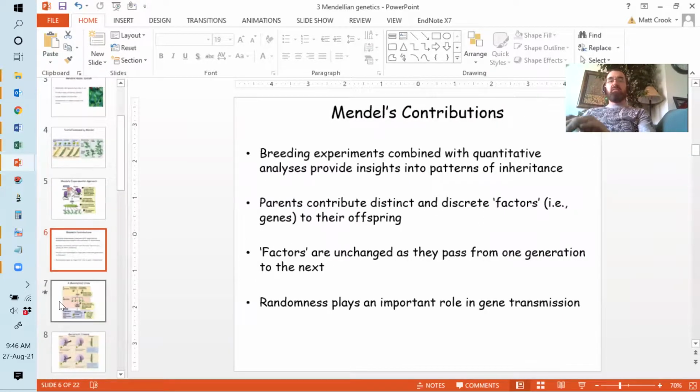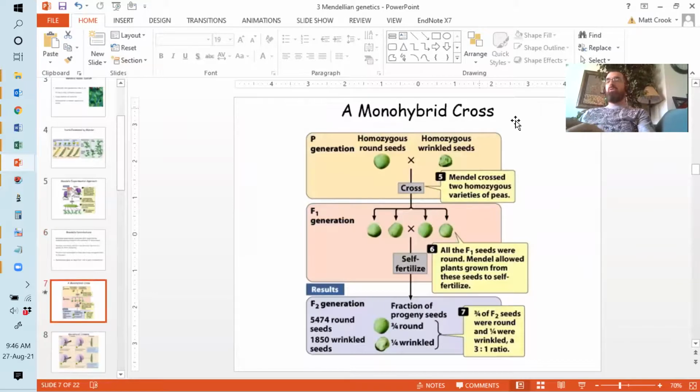Essentially, that leads us to the monohybrid cross. We'll go through this briefly today, as is on your screen, and then on Monday we'll go through it on my whiteboard. Ta-da!